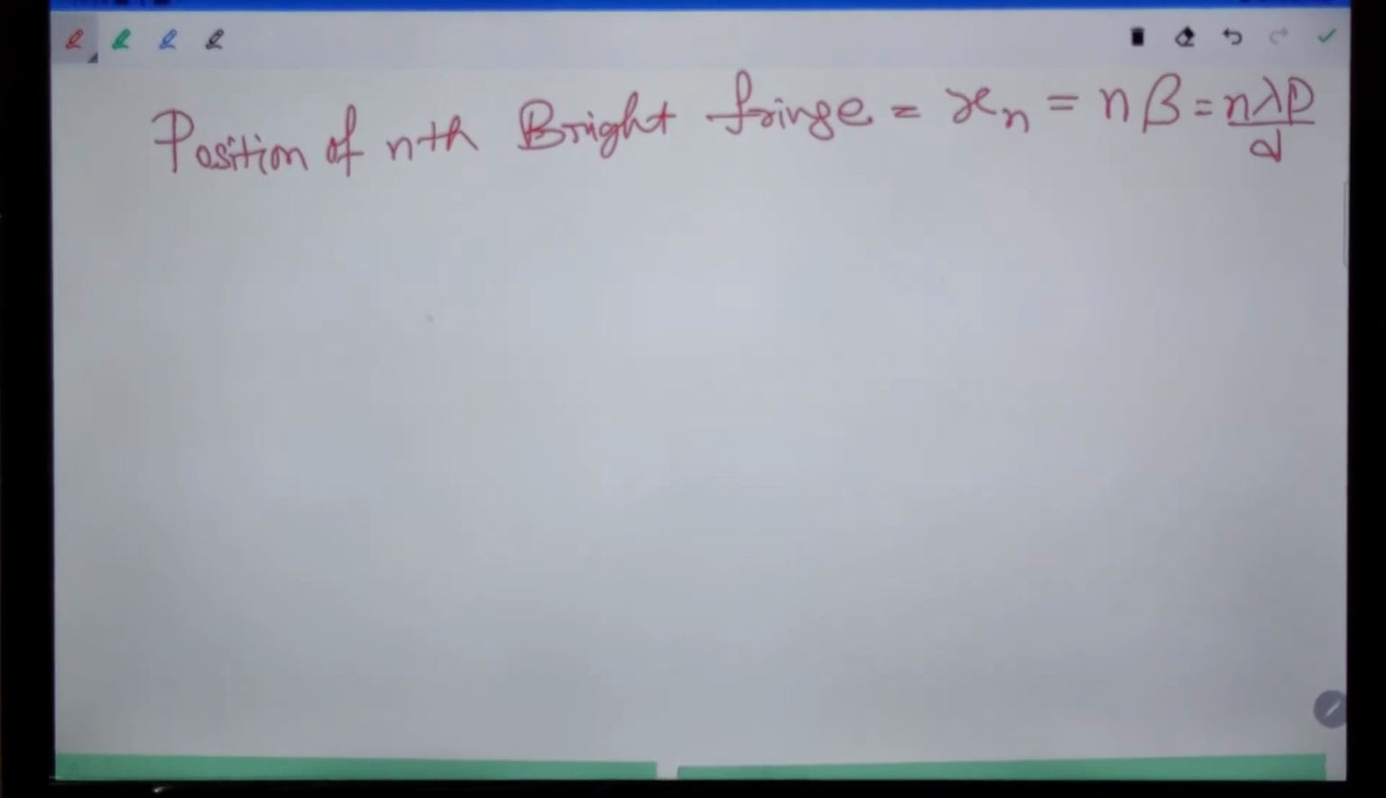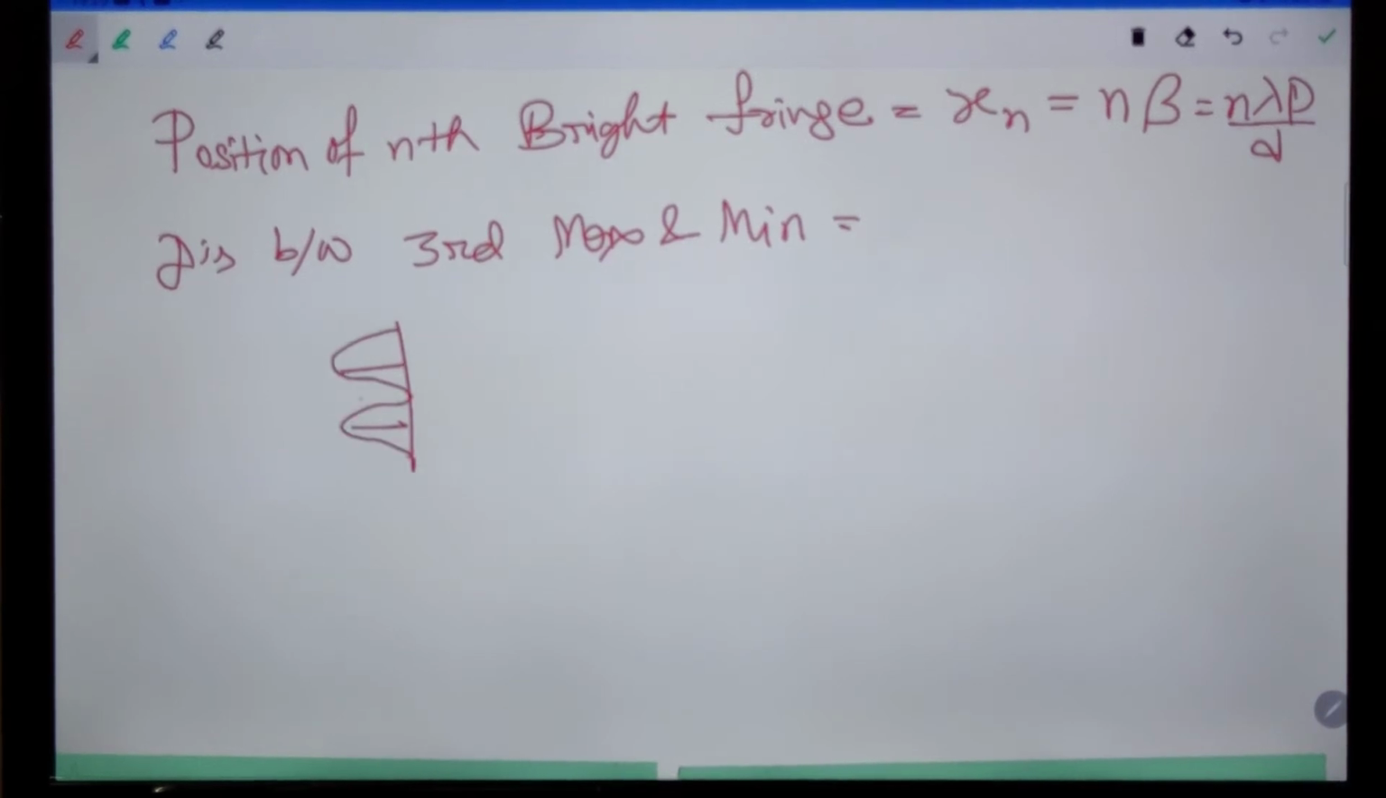Okay, so in this question the distance between third maxima and third minima is given. You know the distance between two maxima is beta, and suppose this is the third maxima and this is our third minima. So what will be the distance? This will be half of the total fringe width. So it will be basically beta by 2.